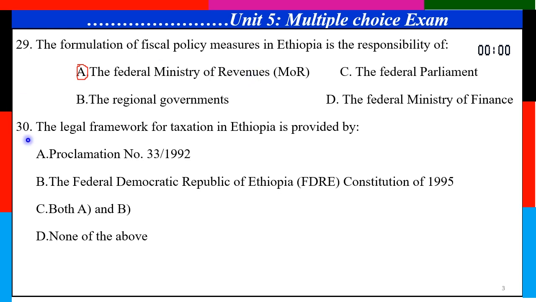Question number 33. The legal framework for taxation in Ethiopia is provided by A. Proclamation number 33/1992. B. The Federal Democratic Republic of Ethiopia Constitution of 1995. C. Both A and B. D. None of the above.